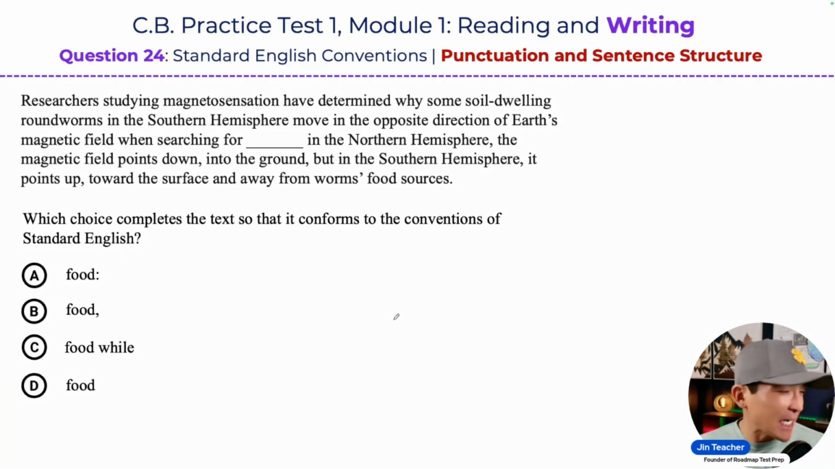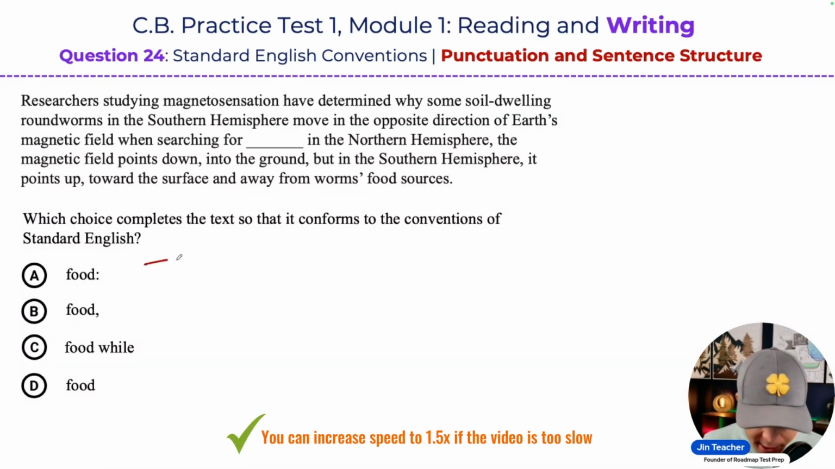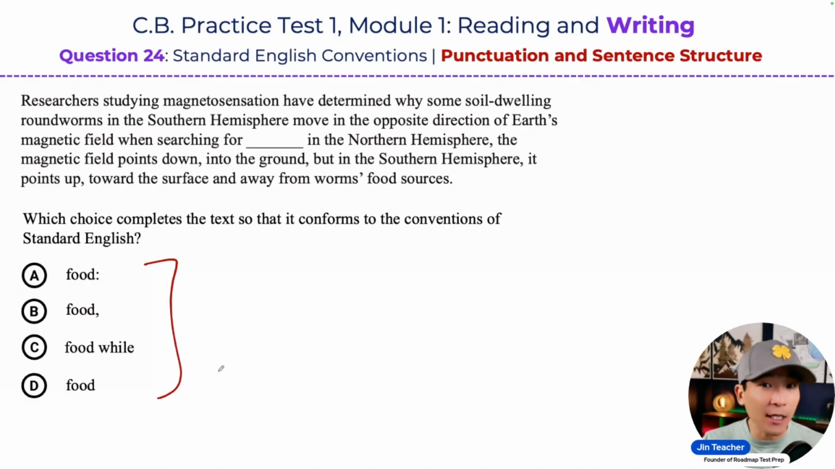So if you guys have seen any of my previous videos, then you know that I'm a very strong proponent of taking a look at the answer choices before you engage with the reading passage. Now, why? Well, it's because the answer choices oftentimes tell you what specific concept, let's say sentence structure or punctuation, that the SAT is testing you on. Now, why is that important? Well, if you know that the SAT is testing you on, let's say, sentence structure, that's going to affect the way that you engage or read the passage, right?